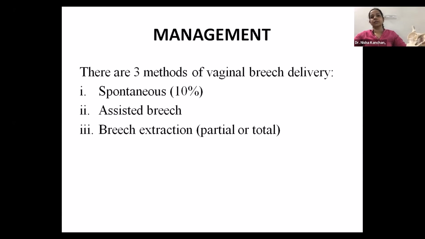Okay, there are three methods of vaginal delivery: spontaneous, assisted breech, and breech extraction. Spontaneous is rarely done. Spontaneous is hands off. You don't touch the baby at all. You let the baby deliver on its own. When the baby comes, you just catch the baby. This rarely happens. It happens in a very small or dead baby or macerated baby, a 1.5 kg baby, where the baby comes out on its own.